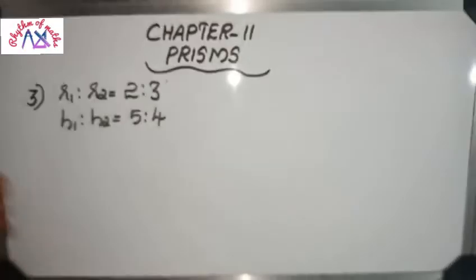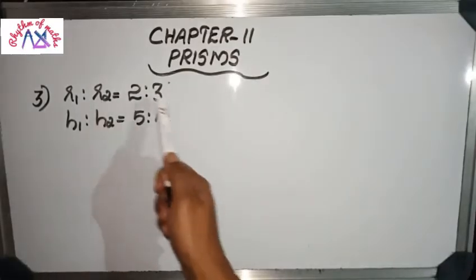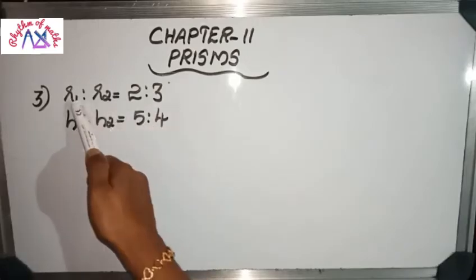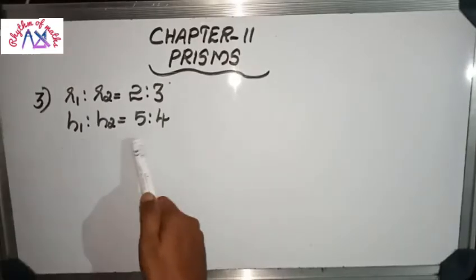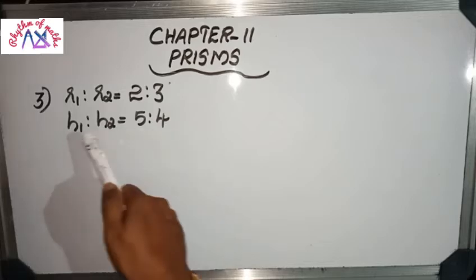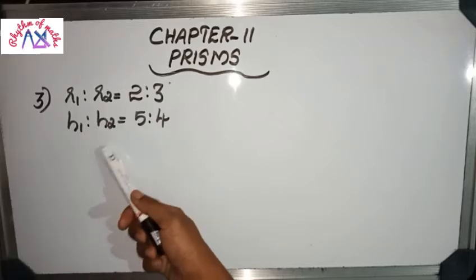In this question we have two cylinders whose radii are in the ratio 2 is to 3. So R1 is to R2 we can write as 2 is to 3. Next, heights are in the ratio 5 is to 4. So H1 is the first cylinder, H2 is the second cylinder.